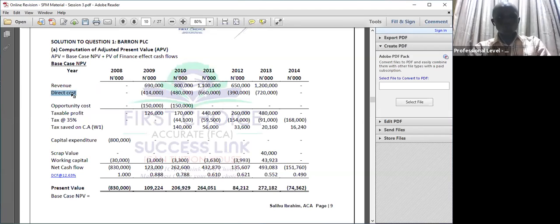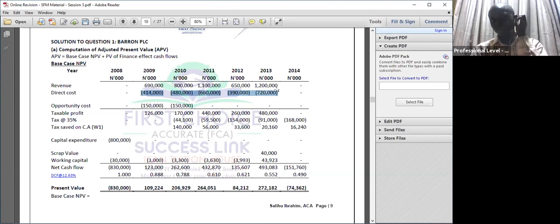Now, direct cost. We are told that the direct cost is 60% of revenue. 60% of 690 is what is giving me this. You can confirm it, please. Let me get my calculator. Okay, let us confirm. Take your calculator also and confirm. 0.6 times 690, 414, which is correct. 800 times 0.6, that is 480. 1,100 times 0.6, that is 660. Then 650 times 0.6, that is 390. And 1,200 times 0.6, that is 720. Okay, so those figures are perfectly correct.